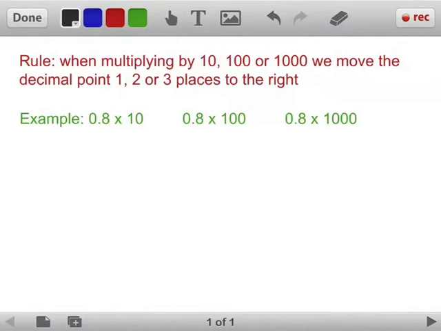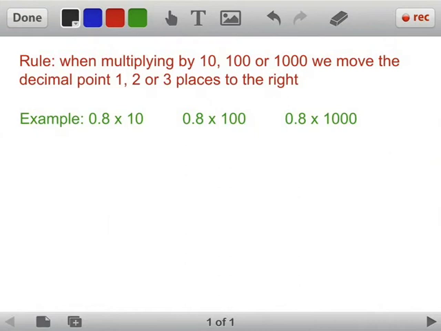Now, it's a little bit different when we want to multiply a decimal by 10, 100, or 1,000. Our rule is, if we have 10, 100, or 1,000, all we have to do is move the decimal point 1, 2, or 3 places to the right. It's a lot simpler and we don't have to go through those same steps like we did with the previous example. Now you might have already picked up that 10 has 1 zero in it, 100 finishes in 2 zeros, and 1,000 finishes in 3 zeros. The amount of zeros after the number indicates how many decimal places we need to move to the right.